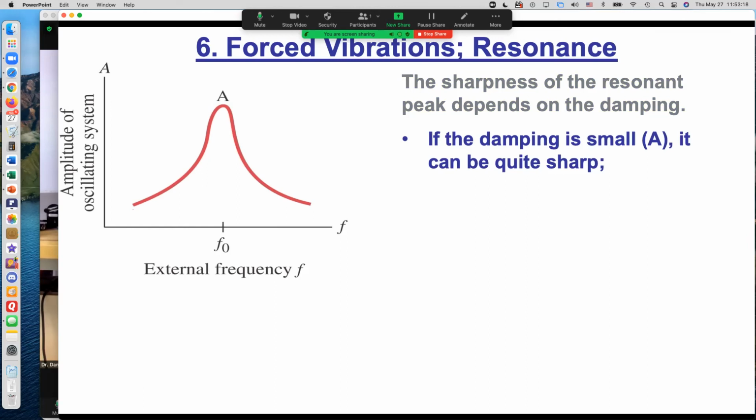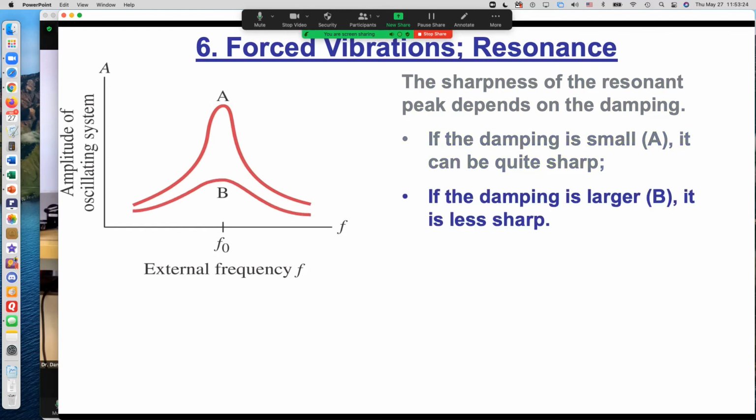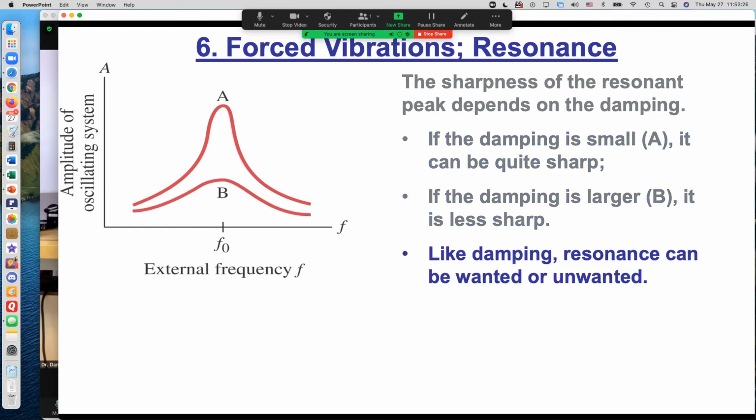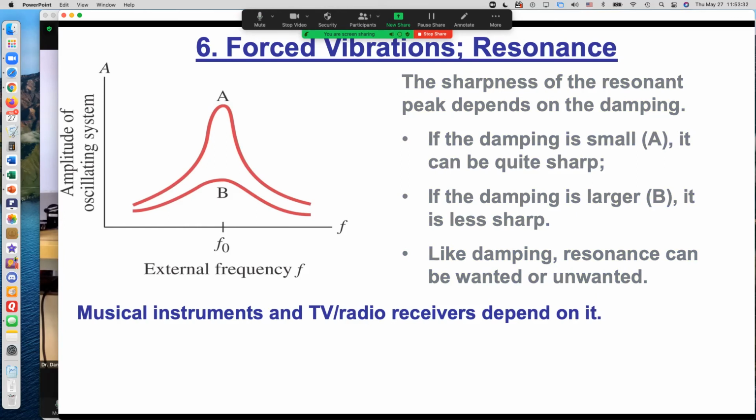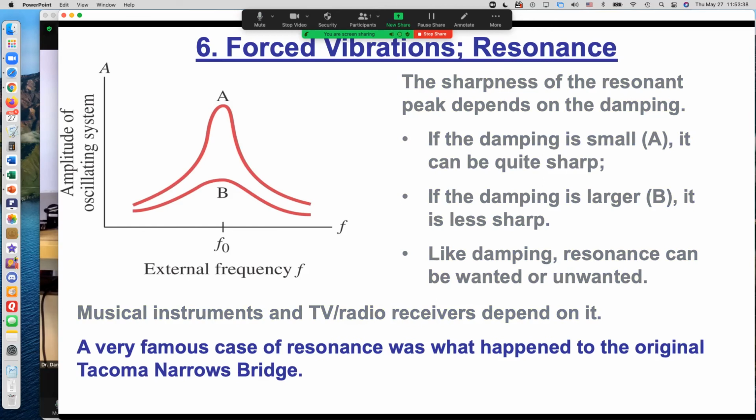If the damping is small, it can be quite sharp. If the damping is larger, it is less sharp. Like damping, resonance can be wanted or unwanted. Musical instruments and TV and radio receivers depend on it. A very famous case of resonance was what happened to the original Tacoma Narrows Bridge.